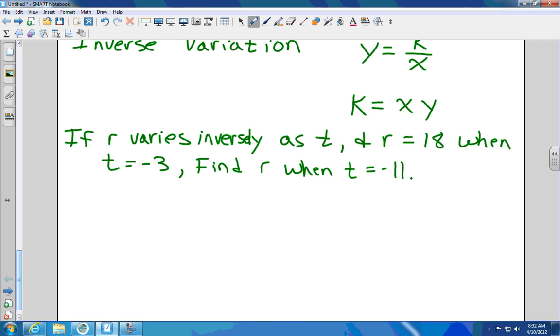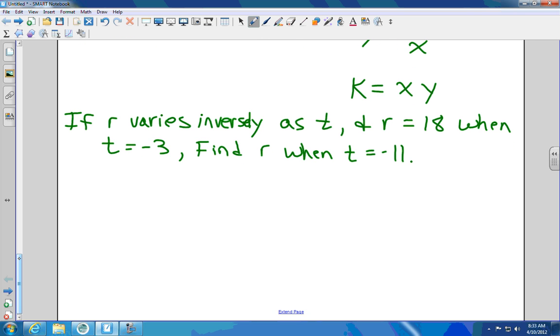One thing you have to be careful with when they don't use x and y is which one comes first. So is this one going to be r equals k over t, or t equals k over r? Whichever one is varying, it says r varies, so that's the one that comes first. When it's written like that, you can look at varies as the equal sign. So this one would be r equals k over t.